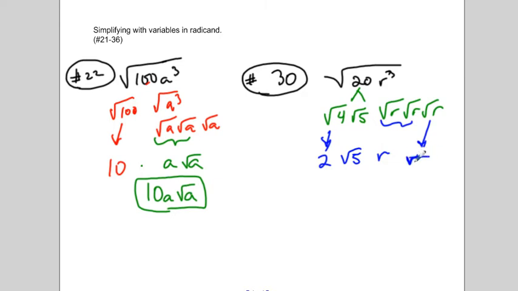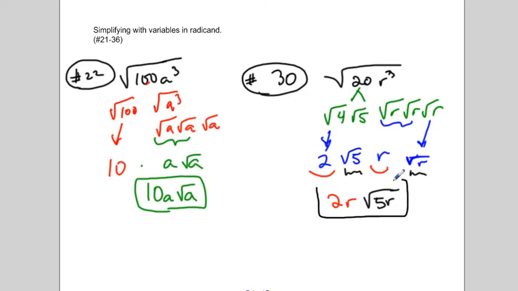Square root symbol, sorry, square root kind of looks like an r. So this is without a square root, this is without a square root. Put those together, 2 times r. This has a square root, this does have a square root. Put those together, both under a square root. So square root of 5r. This is your answer. Question number 30 looks like that.